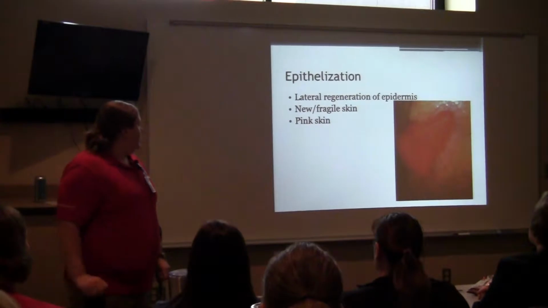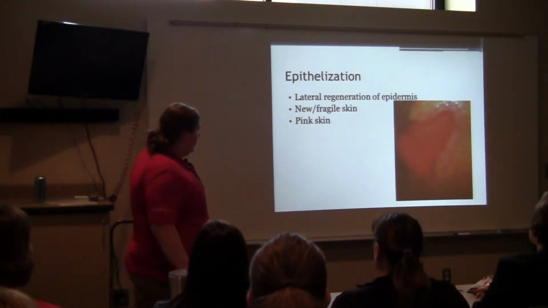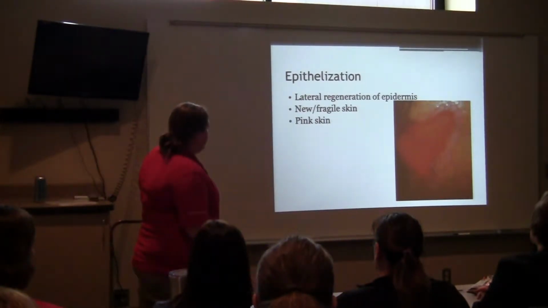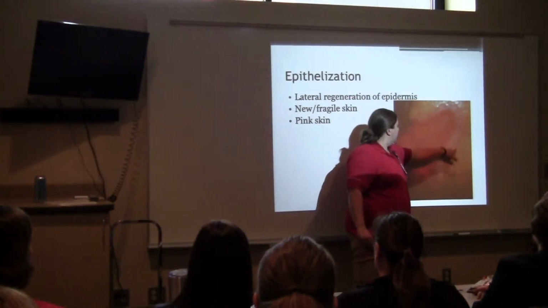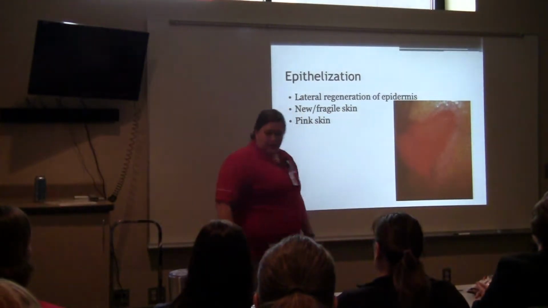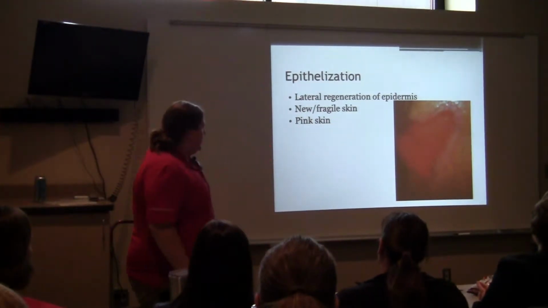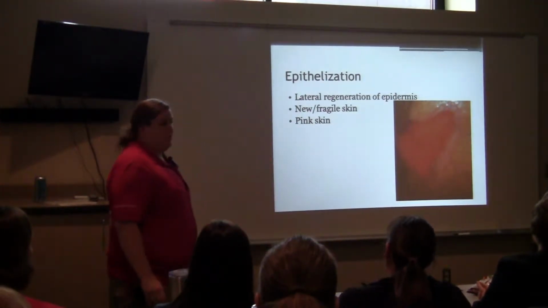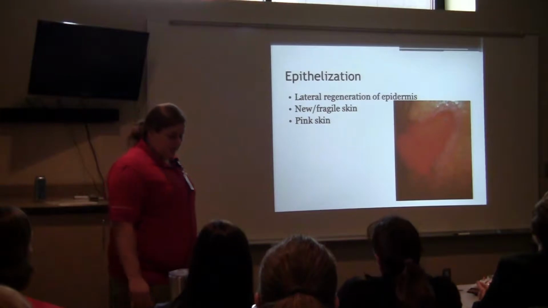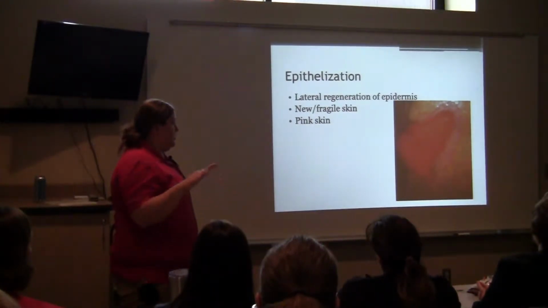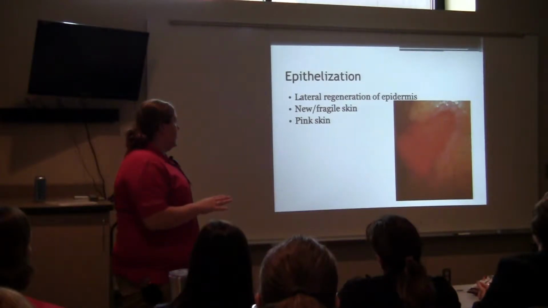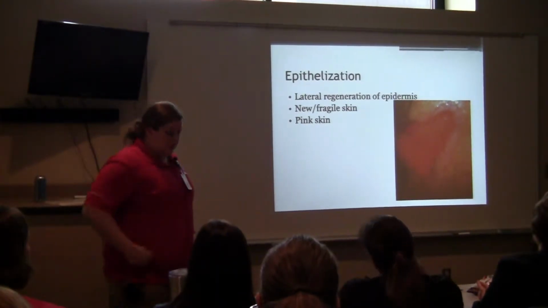So the first one is epithelialization. That is shown in that picture. I don't have a fancy laser pointer, but this nice pink, doesn't really look that great here. It should look like pink, healthy tissue that looks more like skin, maybe like a new scar that you've seen. That is actually the lateral regeneration of the epidermis coming in and closing that wound bed. This is really fragile skin, so we want to be sure to protect that skin.